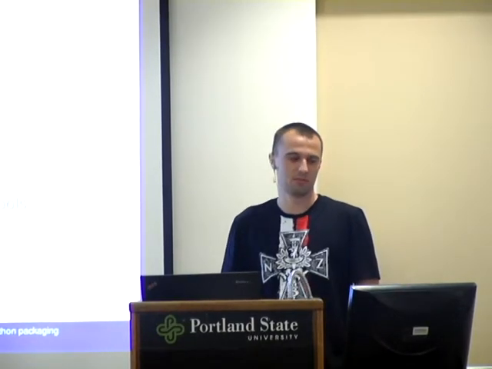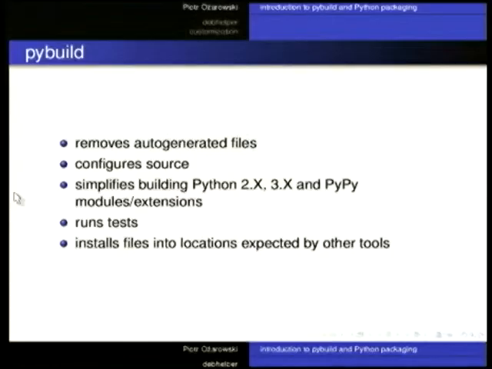So pybuild is a wrapper around various build systems. It makes it easier to build Python libraries for different Python interpreters or different versions. It removes auto-generated files like PyC files or egg directories or egg files. You don't have to remove them anymore. You don't have to add Debian source options, patterns to remove these files.